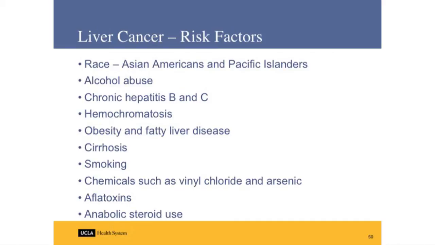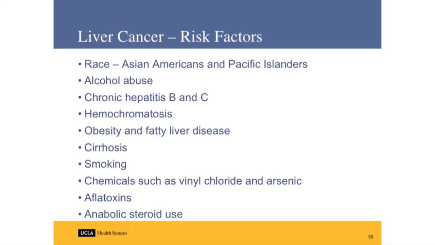So the risk factors are, again, Asian Americans and Pacific Islanders are at increased risk. And again, that increased risk is because of the high prevalence of hepatitis B and C in those individuals. Alcohol abuse is a major risk factor for hepatocellular carcinoma because these patients can develop cirrhosis of the liver, which alone is a risk factor for hepatocellular carcinoma. Having chronic hepatitis B or C, which are viral infections of the liver, are risk factors.